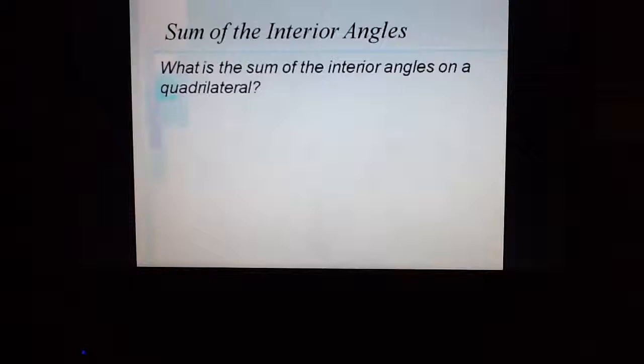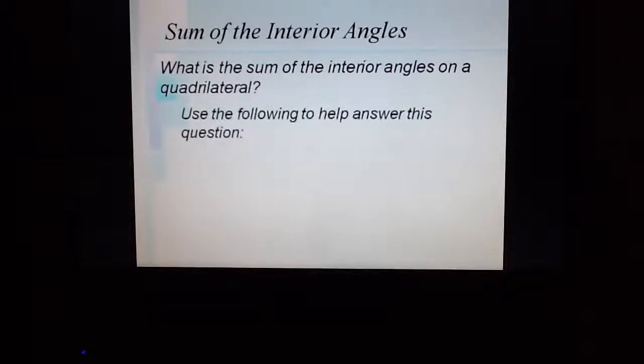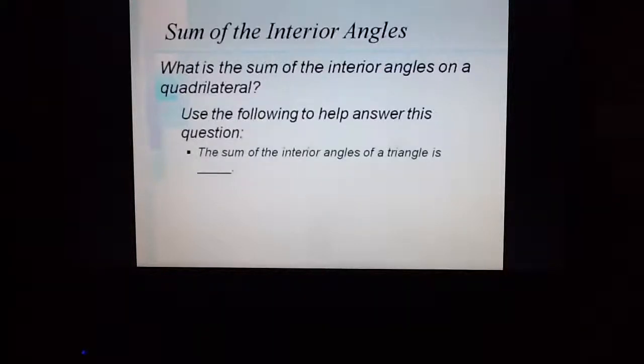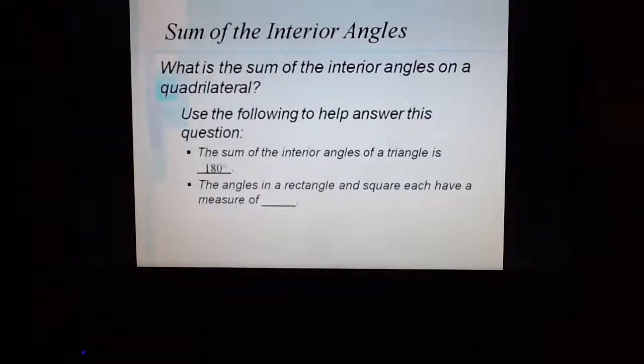To figure out what is the sum of the interior angles on a quadrilateral, use the following to help answer this question. The sum of the interior angles of a triangle is 180 degrees. The angles in a rectangle and square each have a measure of 90 degrees. And if all else fails, you can use your protractor.